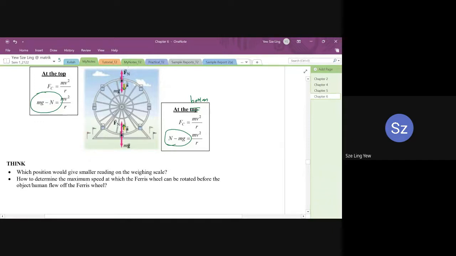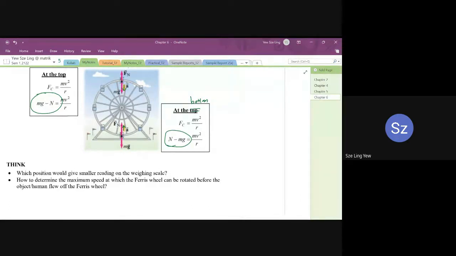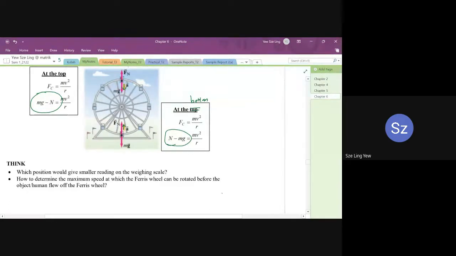Now let's think. Which positions would give you smaller readings on the weighing scale? So let's say you are taking a weighing scale into a Ferris wheel, and you try to make yourself feel better. Maybe now your weight has increased. But then you try to make yourself feel better by bringing a weighing scale into a Ferris wheel, and then you want to measure it at a certain position because it will give you a smaller reading. So which positions will give you a smaller reading in your opinion?